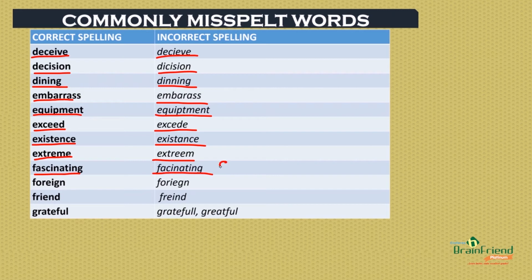The S is omitted. Also, we have foreign, spelled F-O-R-E-I-G-N, but wrongly spelled as F-O-R-I-E-G-N. We have the word friend, spelled F-R-I-E-N-D, wrongly spelled as F-R-E-I-N-D. We have the word grateful, spelled G-R-A-T-E-F-U-L, wrongly spelled as G-R-E-A-T-F-U-L or G-R-A-T-F-U-L.